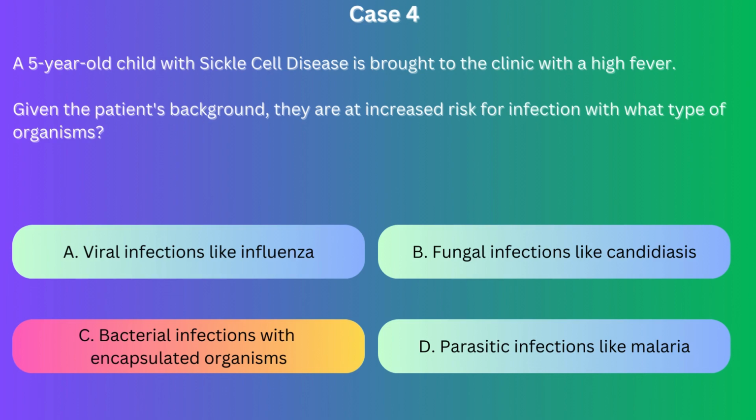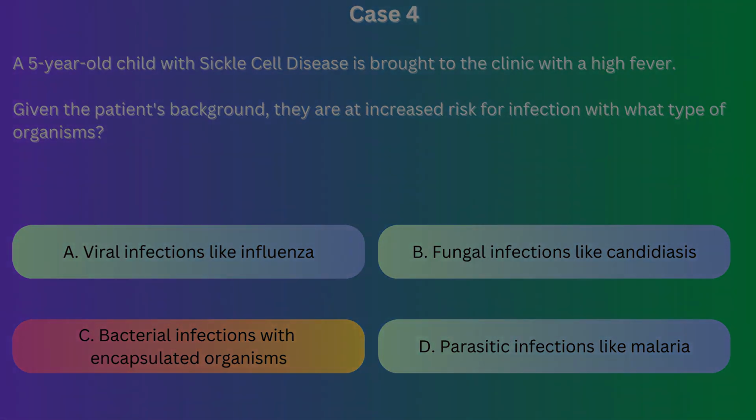In sickle cell disease, repeated splenic infarction leads to loss of splenic function, increasing the risk of severe infections from these organisms. This vulnerability necessitates prophylactic antibiotics and vaccinations against these bacteria in children with sickle cell disease.